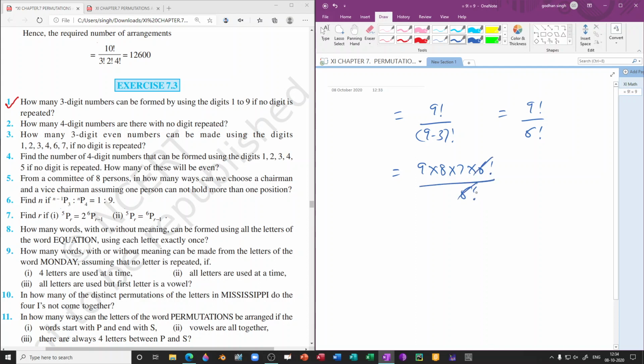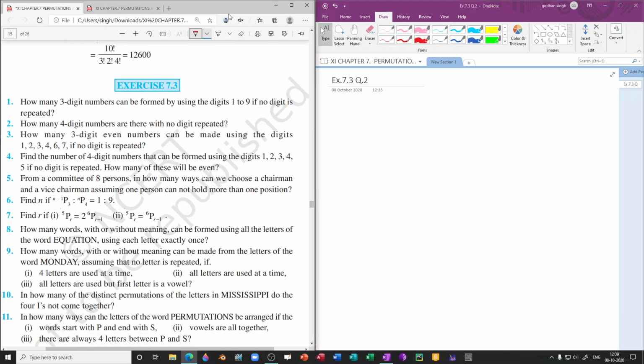Cancelling 6 factorial from the numerator and denominator, we get 9 into 8 is 72, 72 into 7 is 504. So the number of 3-digit numbers which can be formed by using the digits 1 to 9 if no digit is repeated is 504.